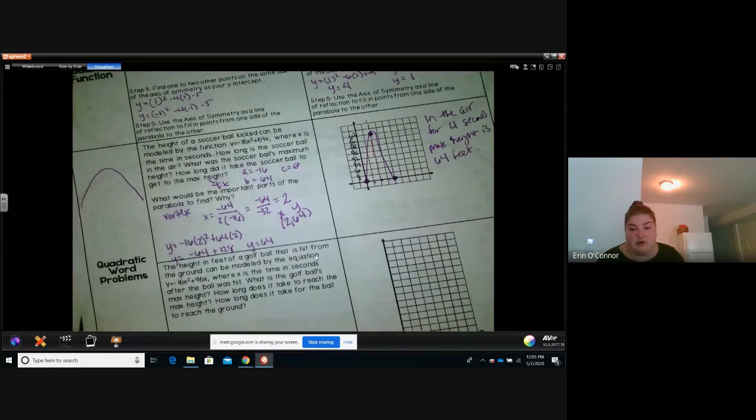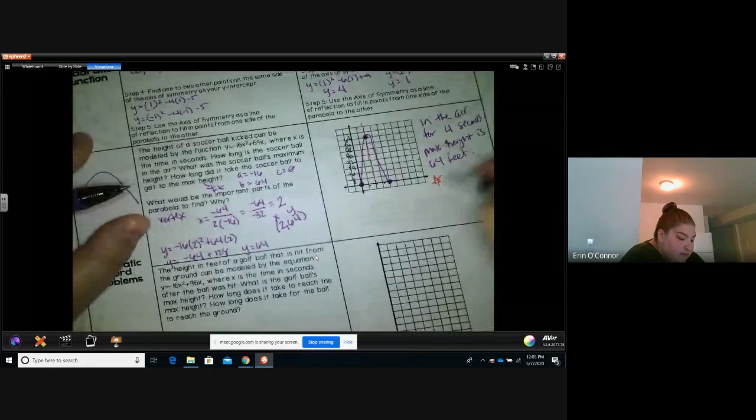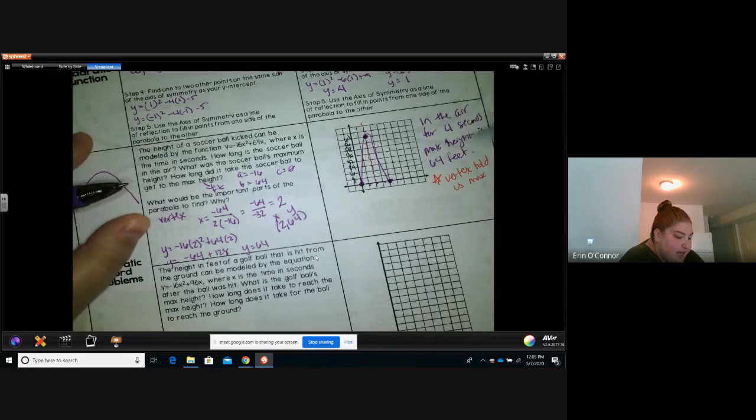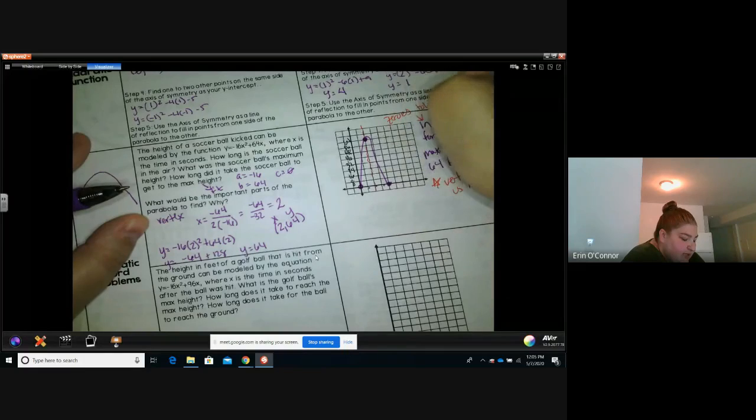Okay? So what told us that maximum height? Well, the vertex did. So vertex told us max. And what told us how long it was in the air? The zeros, or the x-intercepts. Zeros told us air time.